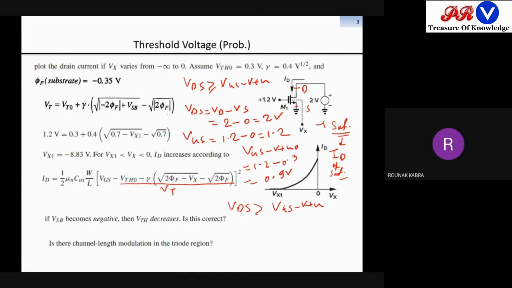Okay, sir. Got it. So before the operation, you have to cross-check whether it will be in saturation or linear. Suppose it resembles linear, then I cannot use this equation. I have to go for the linear equation.